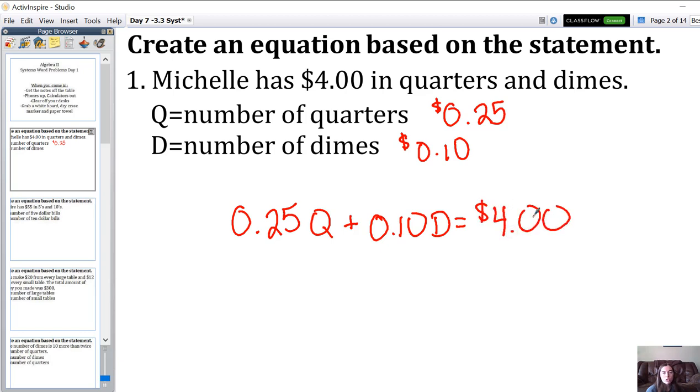Now right now we're not solving anything, we're just setting up equations. So that's what this equation would look like.